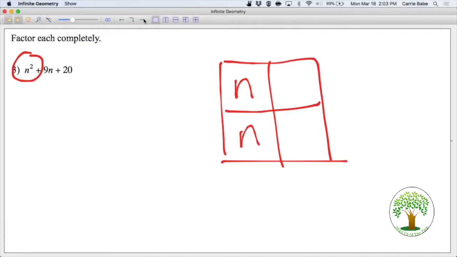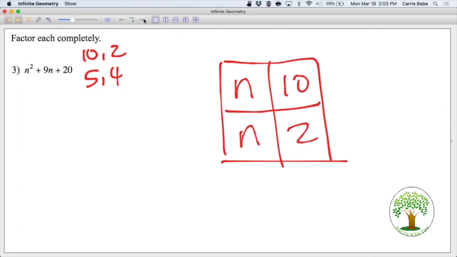Before we go too far, what multiplies to be 20? And I'm going to just write the possibilities. What multiplies to be 20? 10 and 2. 5 and 4. All right? So we now have to figure out which one of those we're going to do. I heard someone say 5 and 4, but I'm going to pick the wrong one to show you what happens, okay? So don't write this down, okay? I'm going to put a 10 and a 2 right here, okay?